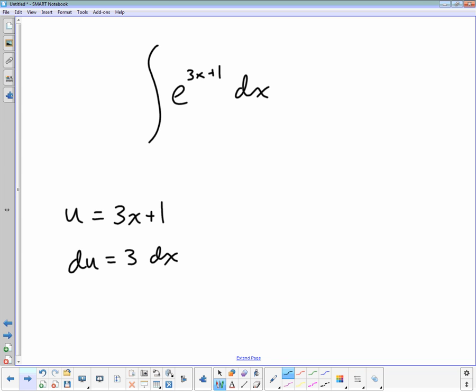So I just kind of skipped a step there, but I think we all can follow, right? I just took the derivative with respect to u. No, sorry, the derivative of u with respect to x gives me this beast. Now I don't have my 3. What am I going to do?